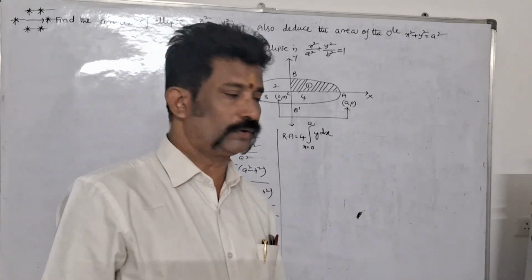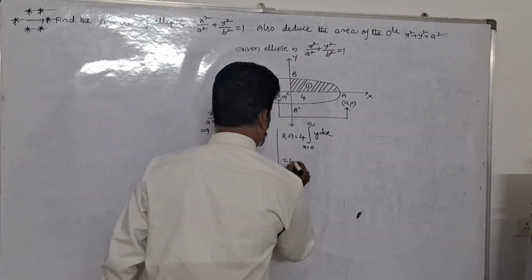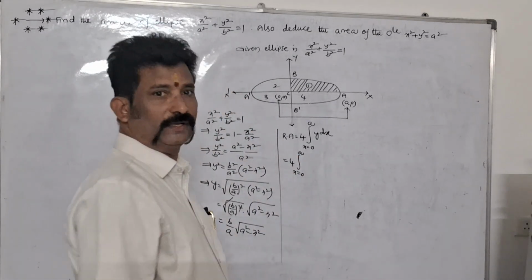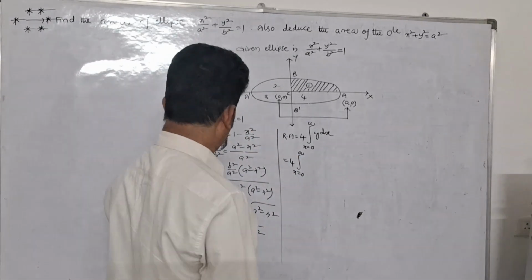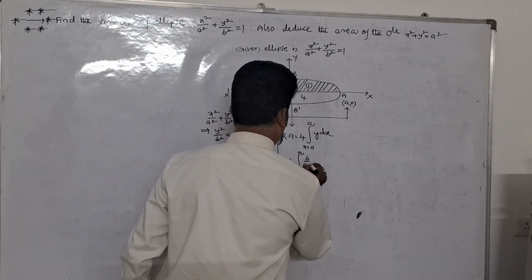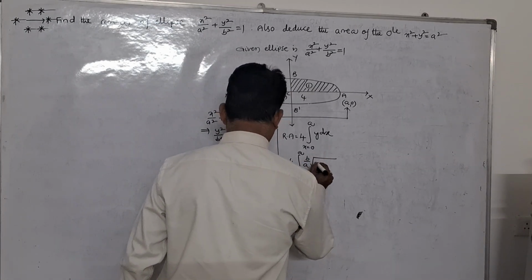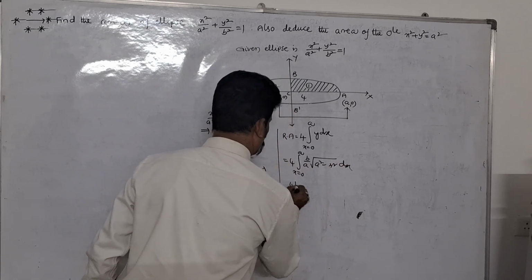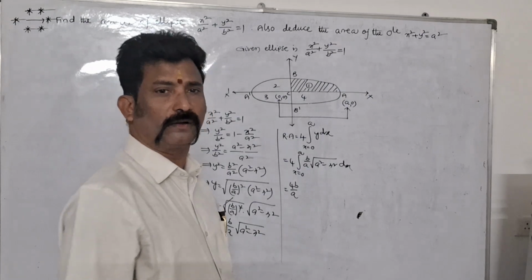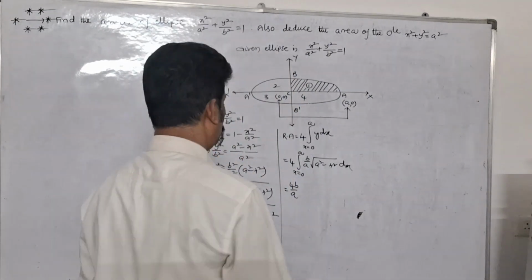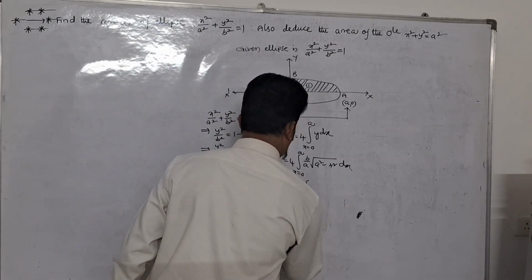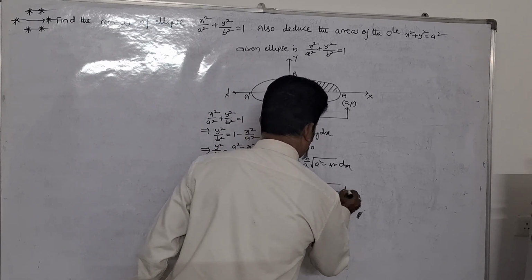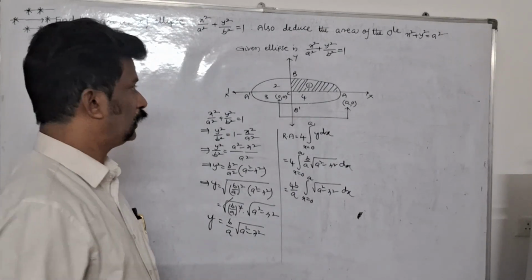Clear now guys? Now this is equal to 4 into integration x is equal to 0 to a of y, and y is equal to b by a into root over a square minus x square into dx. So this is equal to 4b by a, because b by a is independent of this integration, times integration x is equal to 0 to a of root over a square minus x square into dx.